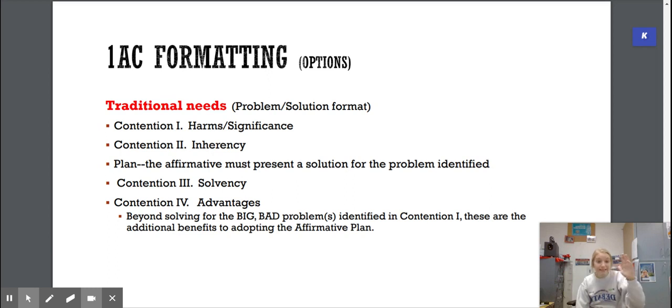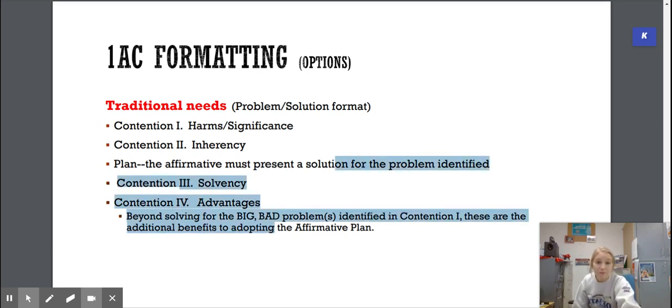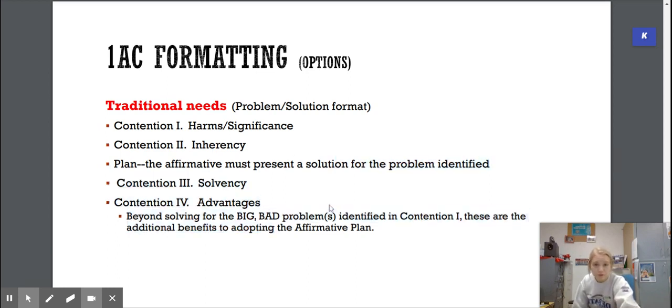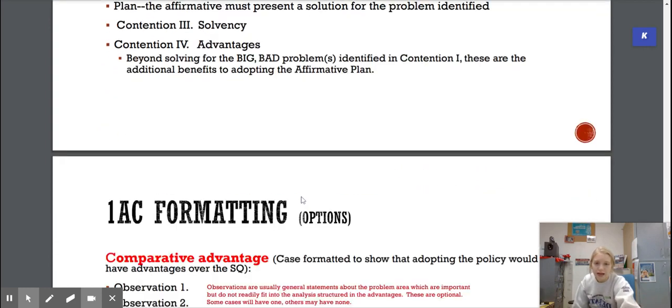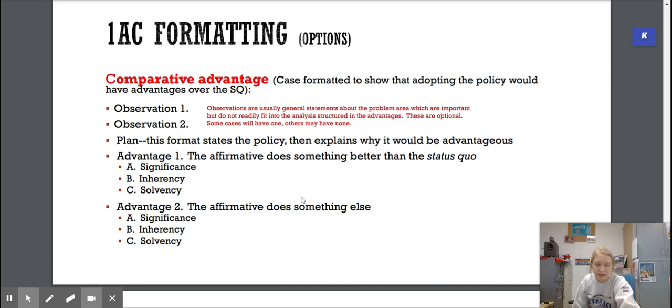You could title them contentions. So contention 1 harms, contention 2 inherency. That's not required, but you do need to title them at least harms, inherency, plan, solvency, advantages. So that is a traditional case. It's in the format of a problem solution. Problem, harms, solution, solvency.